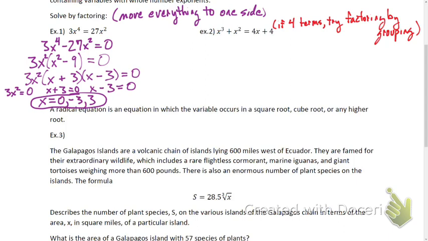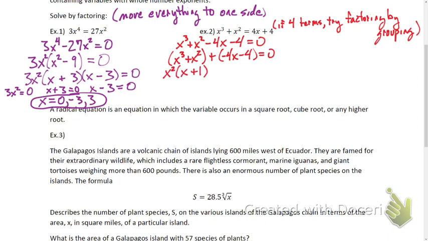I need to also move everything to one side like I wrote at the beginning. So I need to move the 4x and the 4 to the left side, and we have something that looks like this. And we learned a few weeks ago that you group the first 2 and then group the last 2. So I'm looking at this group and this group. Take a GCF out of each group. So I can take an x squared out of that group, and I can take a negative 4 out of the second group.